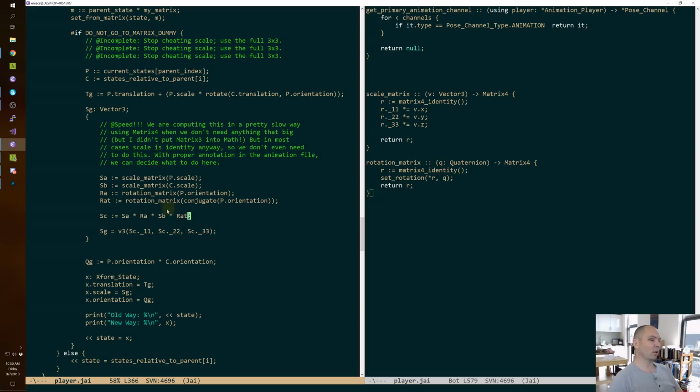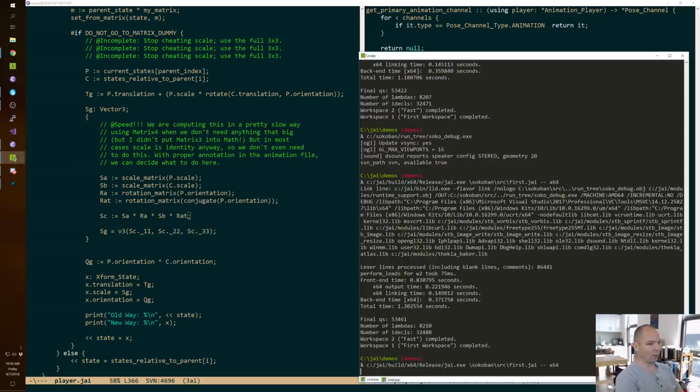So we would skip the creation of one of these matrices, for example. And then, of course, as we said before, if the scale is really representable as a vector, that helps us on a fast path. And if it's a scalar, that's an even faster path. So this is all good.